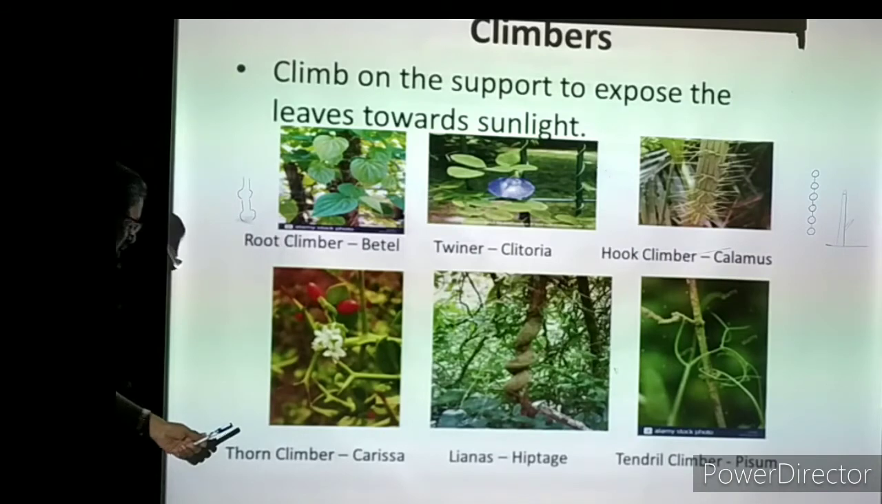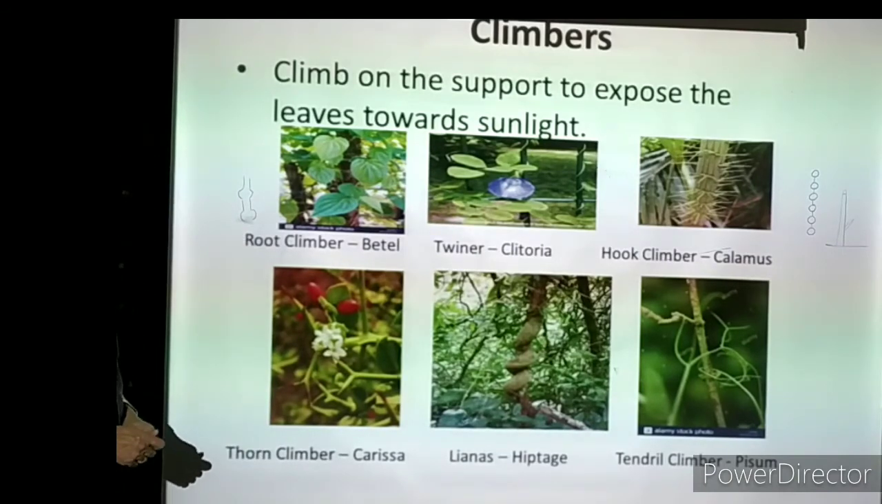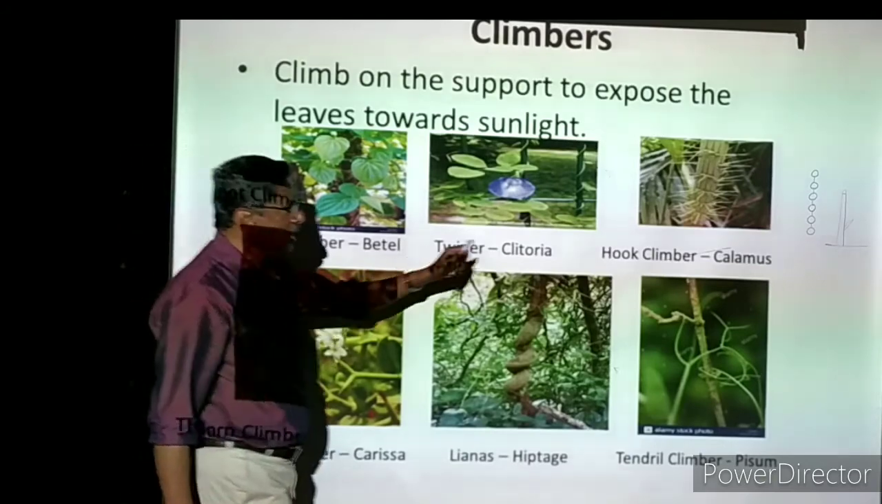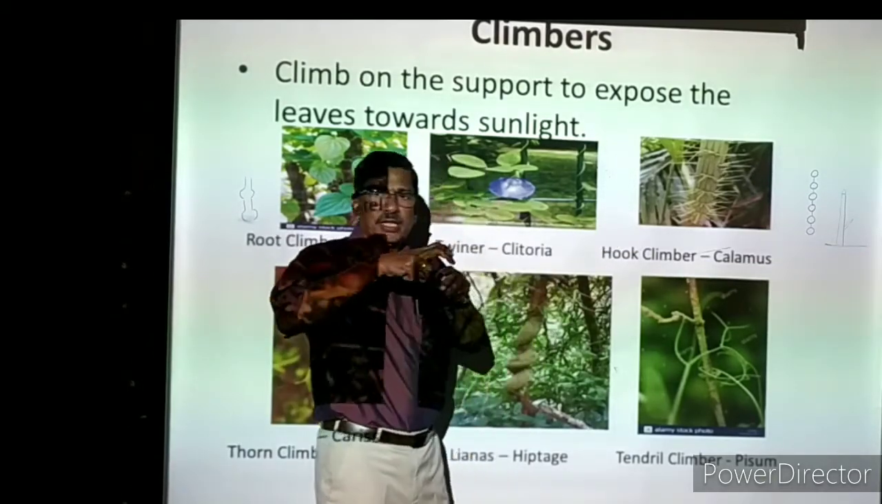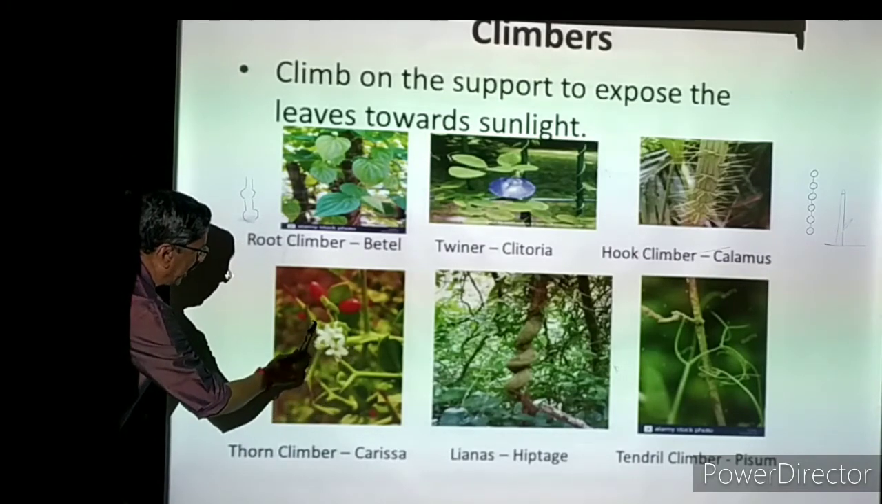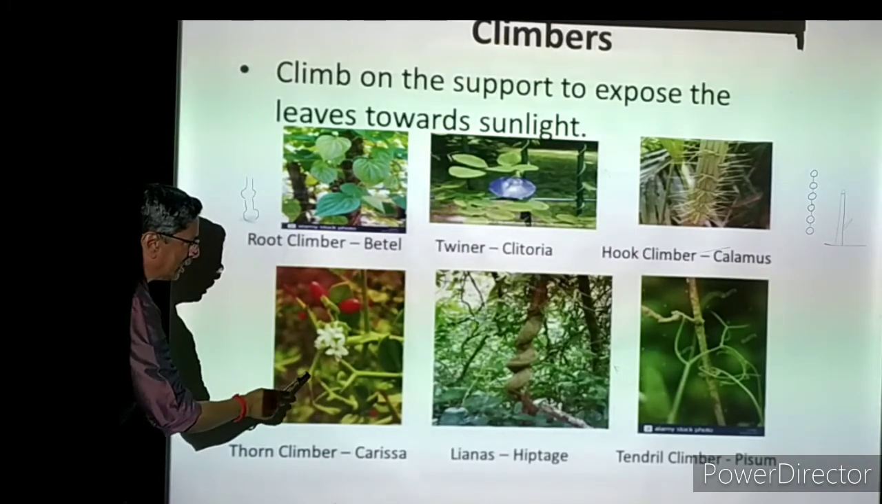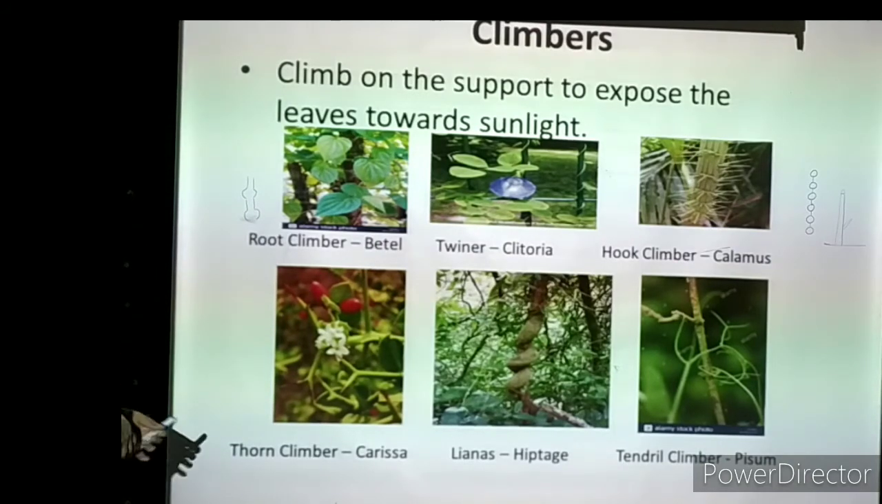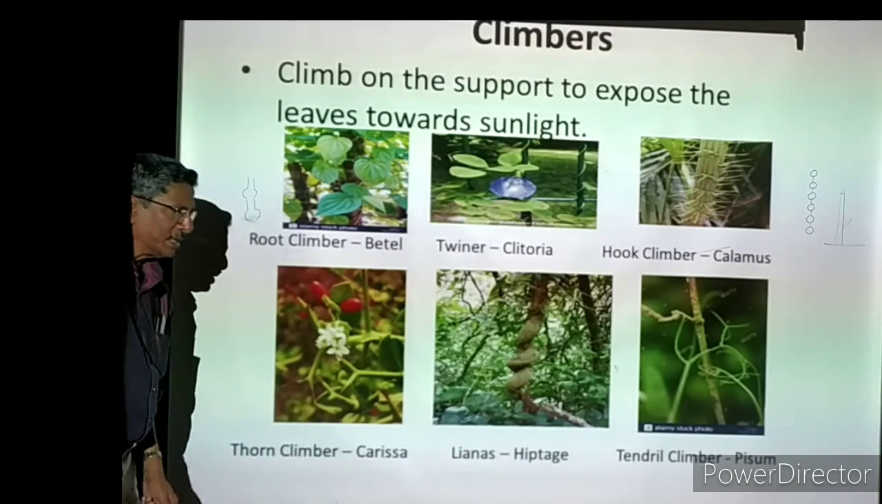The next one is thorn climber. Now the hook climber and thorn climber both are more or less the same, but in the hook climber the thorn-like structure is curved at the tip, but here it will not be curved. Now everywhere you can find the thorns will be present. With the help of the thorns, they are poking on the outer skin of the support. That is called a thorn climber. Example, carissa.